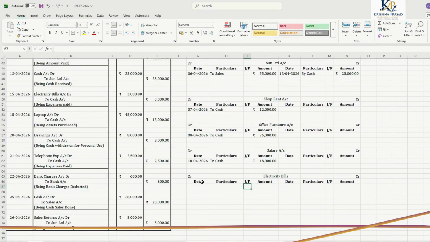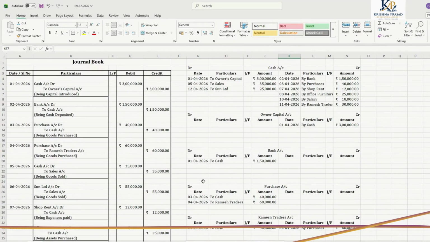Electricity bills is on the debit side. So we need to enter the opposite account on the debit side. What is an opposite account? To cash, having the amount 3,000. Cash is on the credit side, so we need to enter on the credit side by electricity bills 3,000.